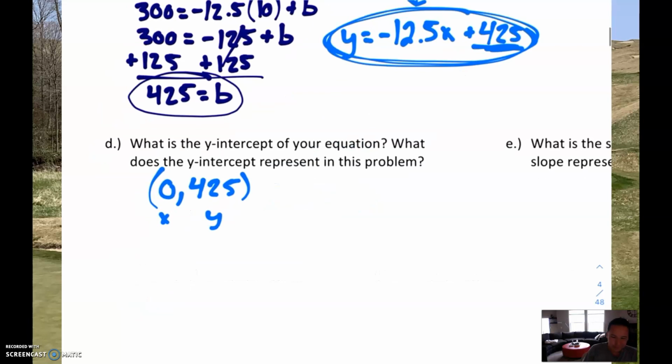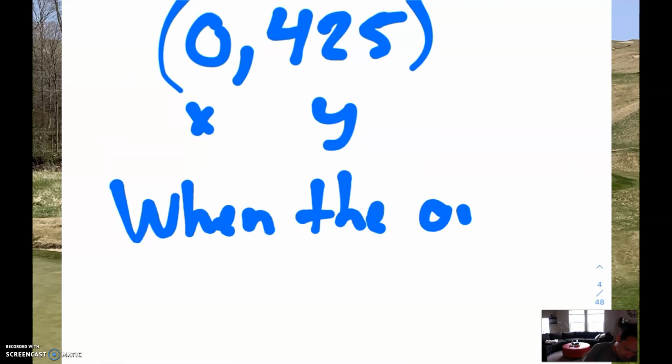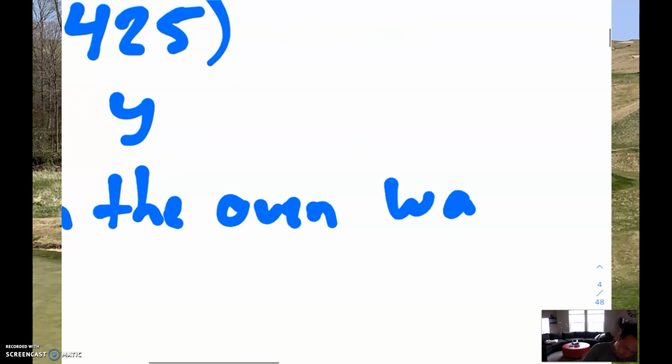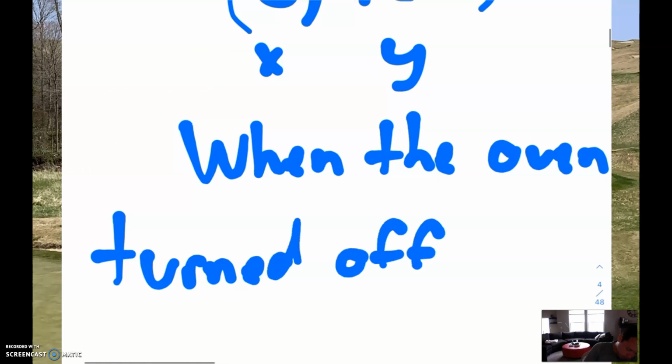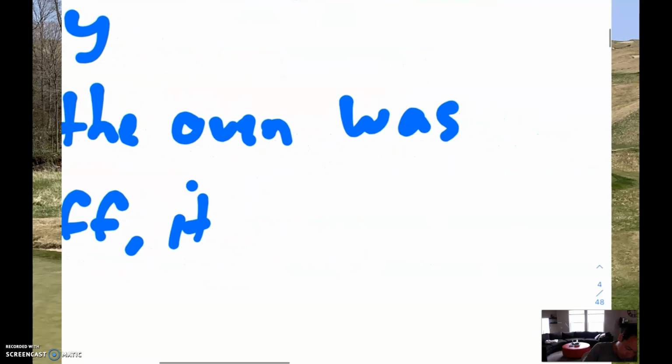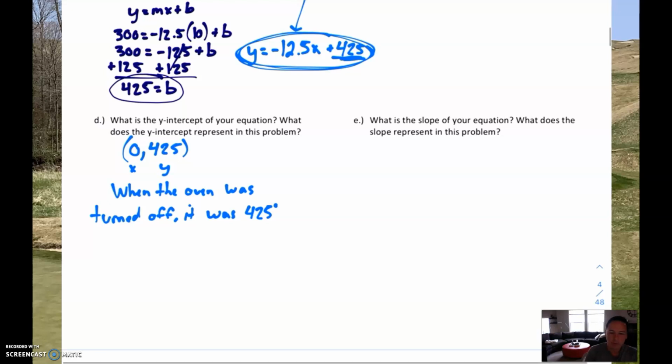425 degrees. So essentially, these cookies were baking at a temperature of 425 degrees. When she took them out, she turned the oven off. So that's times 0. So when the oven was turned off, it was 425 degrees. So remember, we've mentioned before that the y-intercept is kind of like your starting point. So the oven starts at 425 degrees, and then it's going to be going down from there.